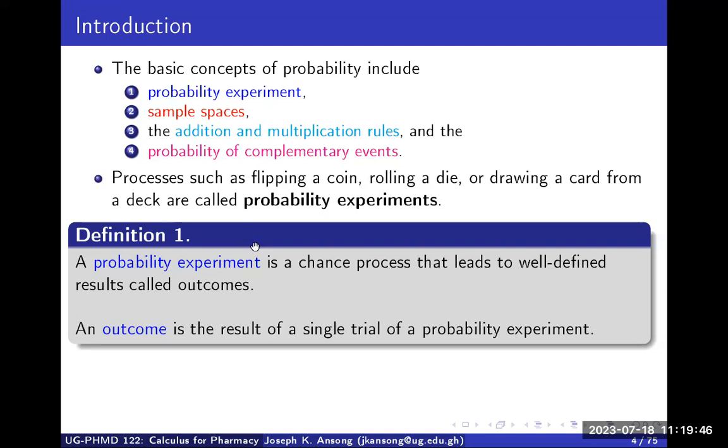So a probability experiment is, by definition, a chance process that leads to a well-defined result called an outcome. Okay, so you must have a defined outcome of your probability experiment, whether it's tossing a coin, flipping a coin, rolling a die, or whatever it is. You must get an outcome. And the outcome is the result of a single trial of a probability experiment. So if you just flip a coin once, what you get is the outcome. Okay, so you do the trial just once. The result of that is referred to as an outcome.